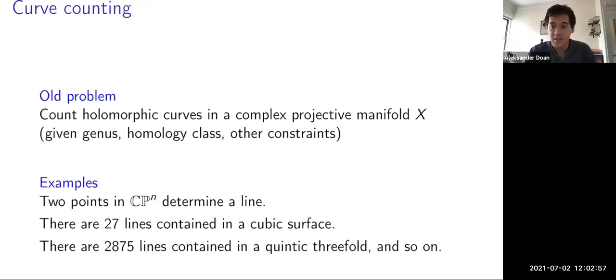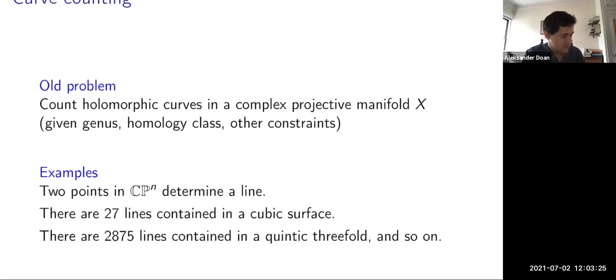And here are some famous examples. In CP^N, 2 points determine a line, meaning a genus 0 curve of degree 1. And there are 27 such lines contained in a cubic surface, and the famous number, 2,875 lines contained in a quintic 3-fold. And that's the starting point of mirror symmetry and so on. So there are many results in algebraic geometry of this sort.